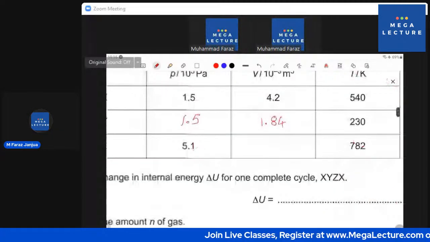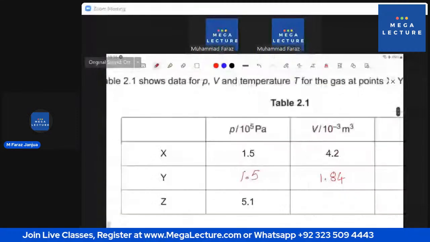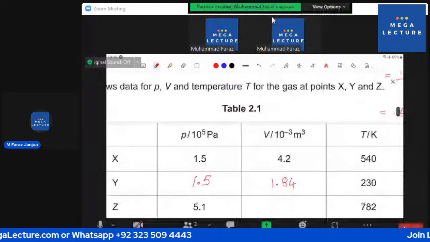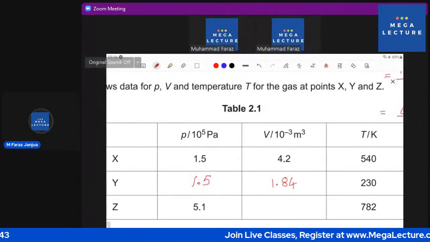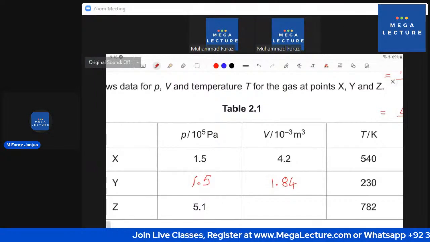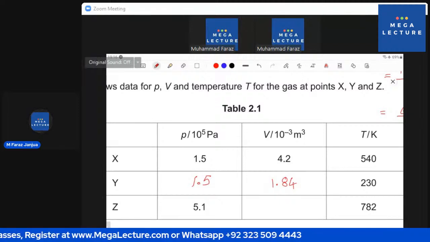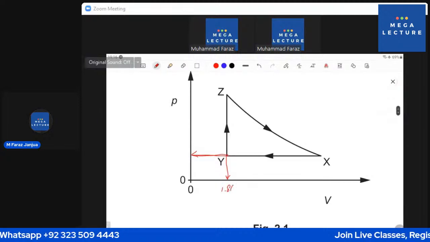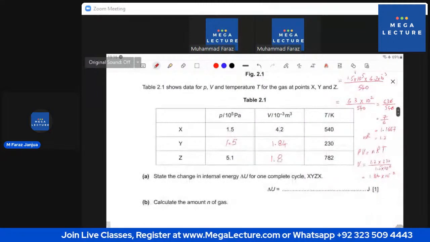And the next one is Z. In Z, pressure has become 5.1. What you can be sure of is the volume. Look, this value of volume is 1.84. What will the value of volume at Z? It will still be 1.84, so it is simply 1.84.